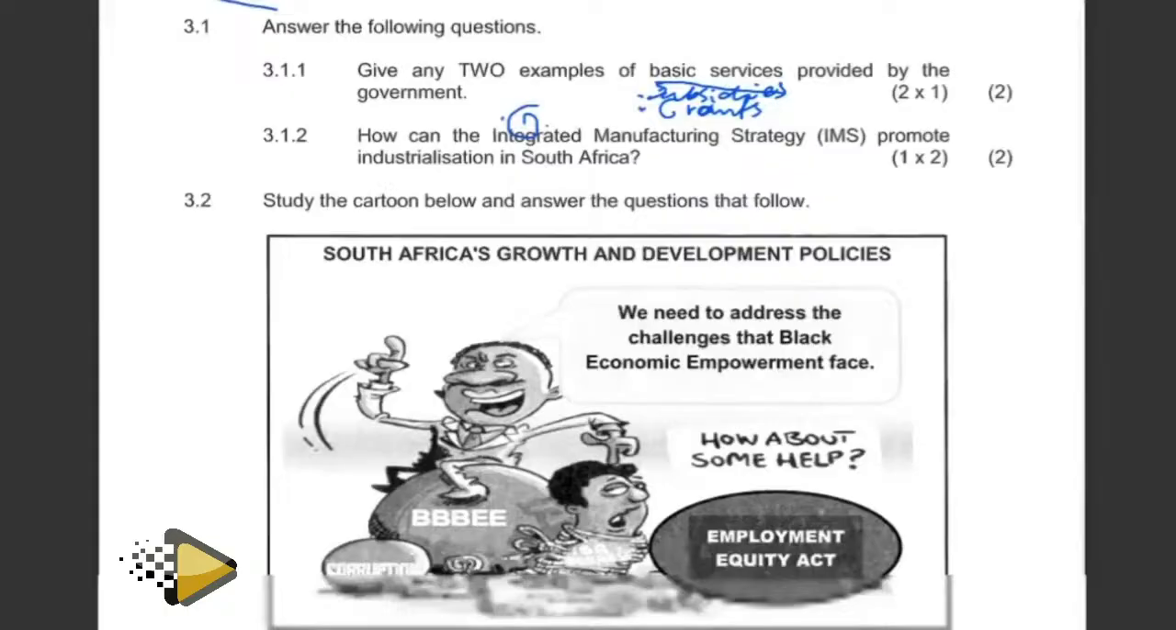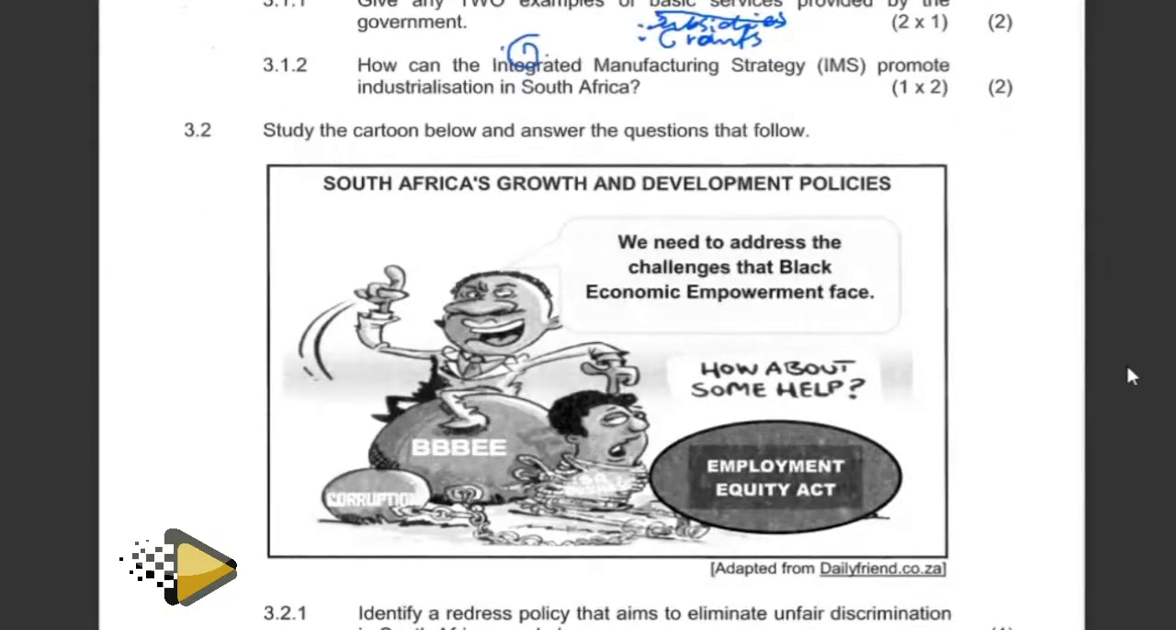The next question that we have, 3.1.2, reads as follows. How can the integrated manufacturing strategy promote industrialization in South Africa?